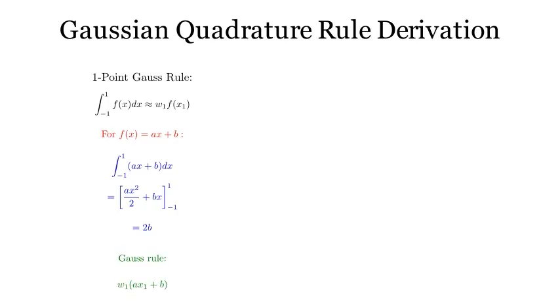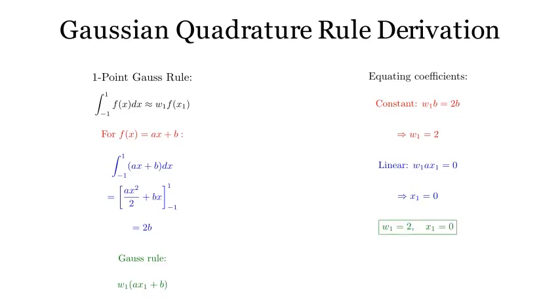By the Gauss rule, it will be w1 times the integrand value at x1. So now we'll just equate the coefficients of the linear part and the constant part to figure out what w1 and x1 are. So here we can see that w1 is 2 and x1 is 0.